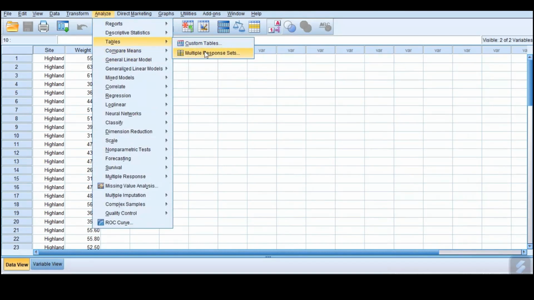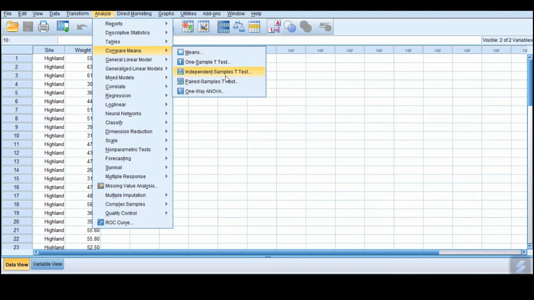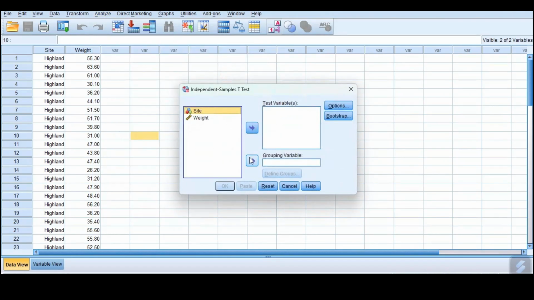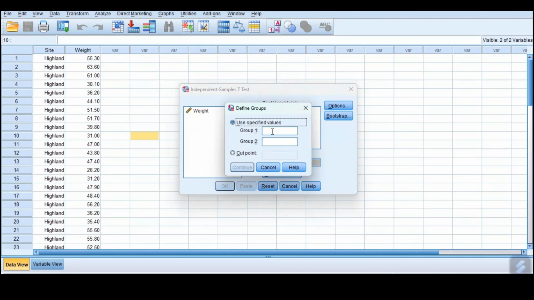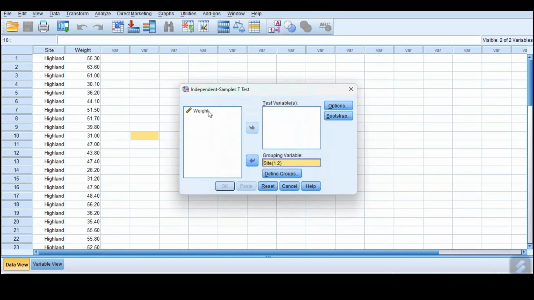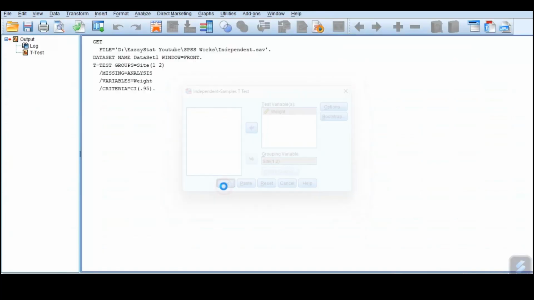So go back to compare, then independent sample test, site here, and then group: we had one representing highland, and two representing lowland. And of course our test variable is weight. You put it there, and then you click OK.